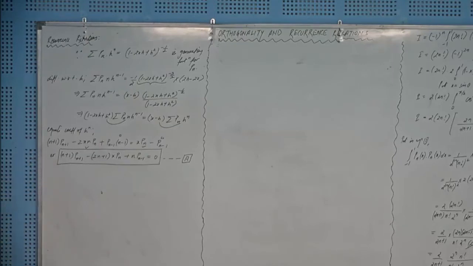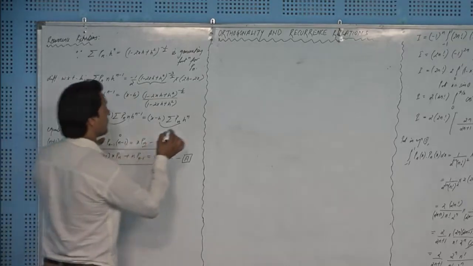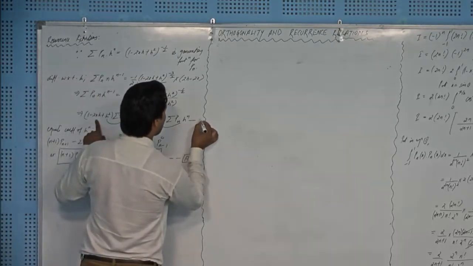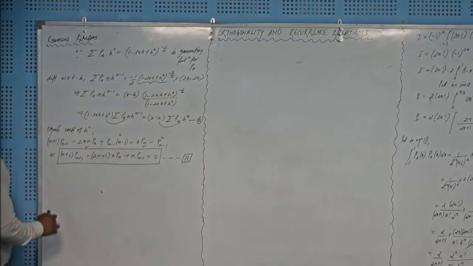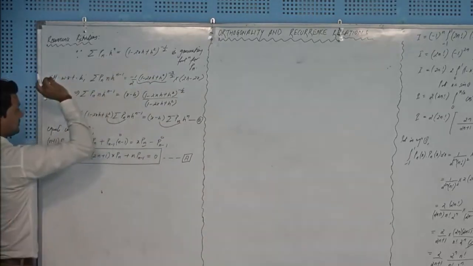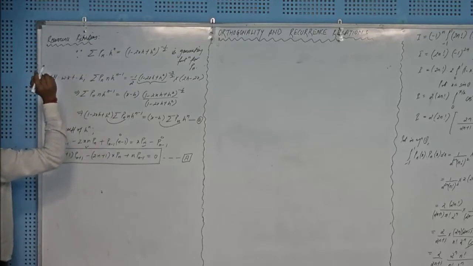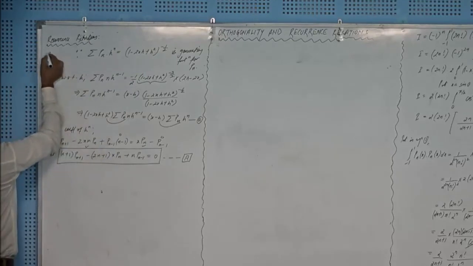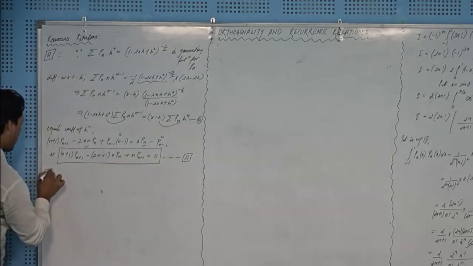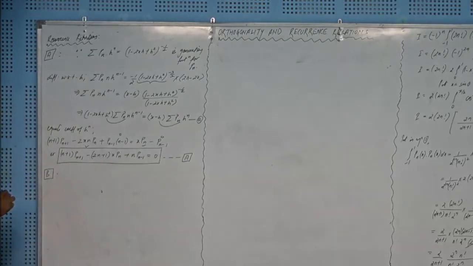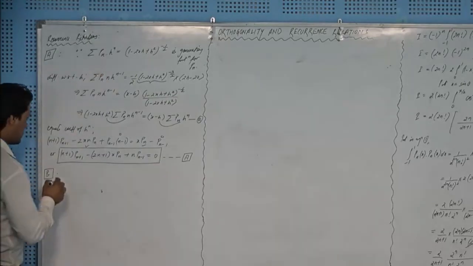I will try to obtain the second recurrence relation, but I will need this equation again. I will call it recurrence relation A. Now I will start recurrence relation B. And in order to derive recurrence relation B, I will again start with this thing, right?